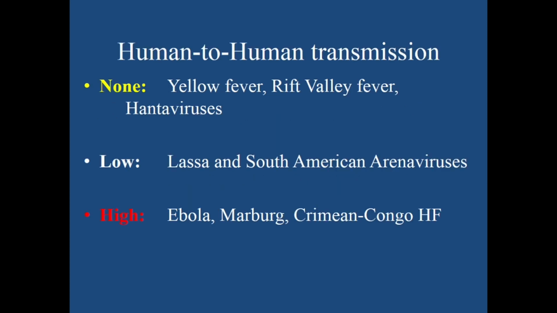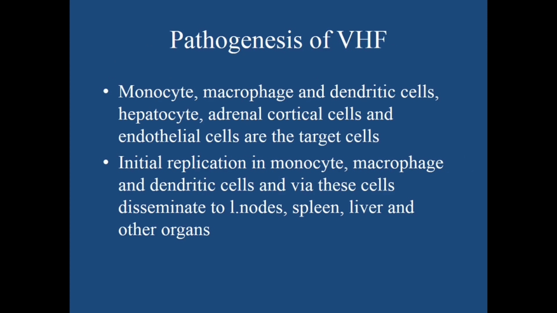For example, look at the risk of human-to-human transmission. There is none in the case of yellow fever, Rift Valley fever and Hantaviruses. It's comparatively low in the case of Lassa virus and South American arenaviruses, and very, very high in the case of the major hemorrhagic viruses, that is Ebola, Marburg and Crimean-Congo hemorrhagic fever.